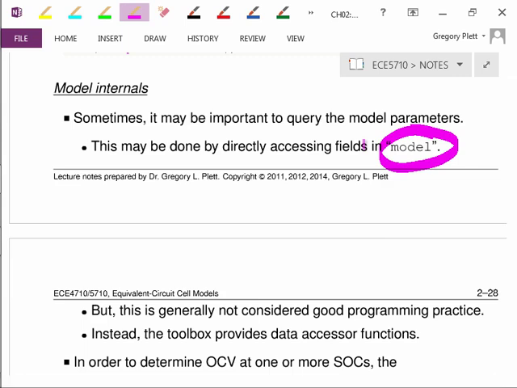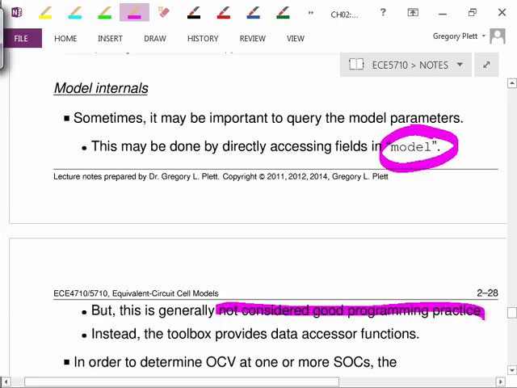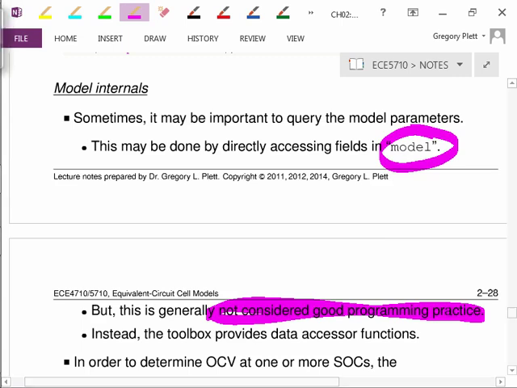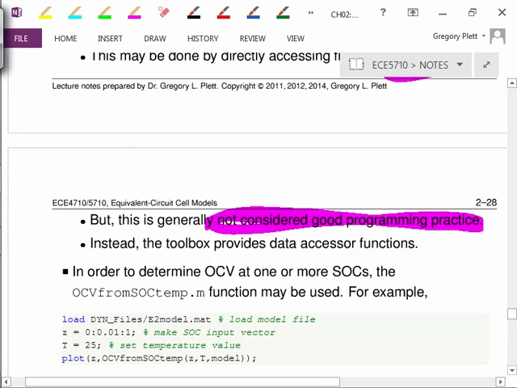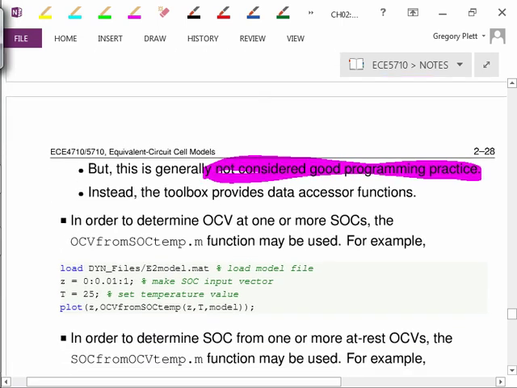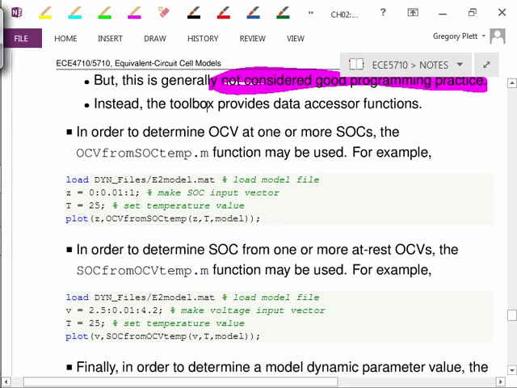So I was taught it's not good programming practice for your main MATLAB code to mess with the internals of the model directly. So instead I provide inside the toolbox a few more MATLAB commands that provide ways of accessing this data more safely. So suppose you want to determine the open circuit voltage relationship at one or more values of SOC. I provide a function called OCV from SOC temp, where temp means that it's temperature dependent, and you can use that.